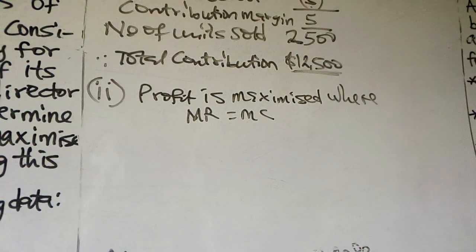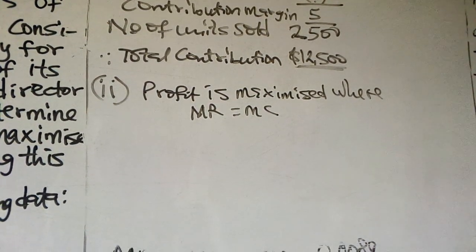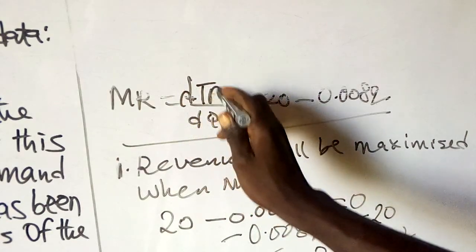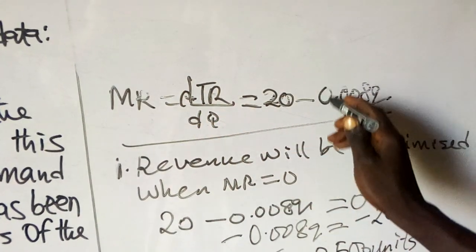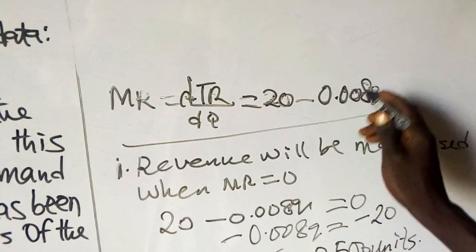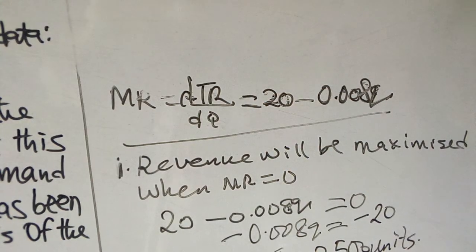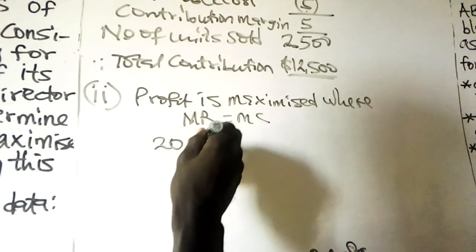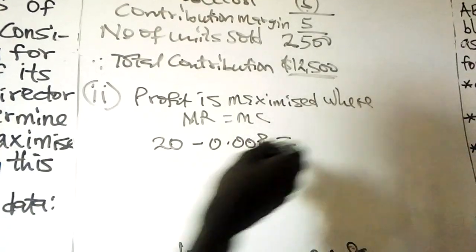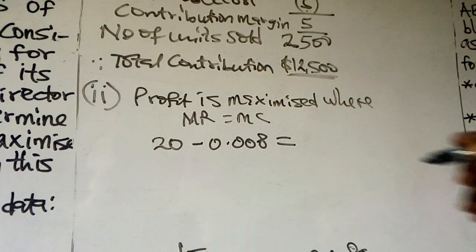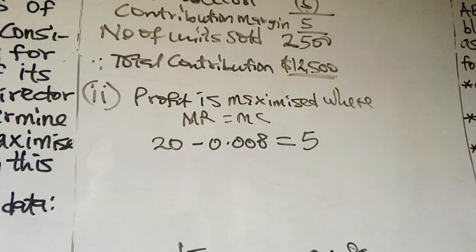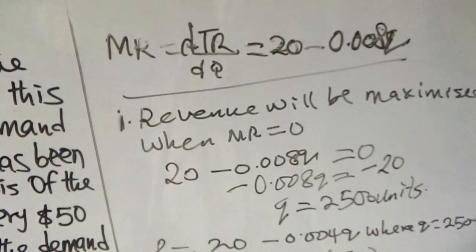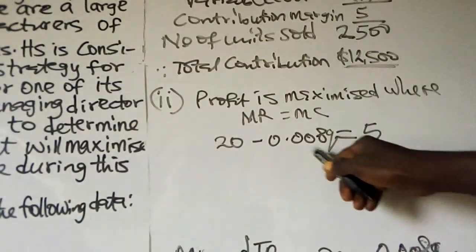The marginal revenue function, as calculated from the TR, is 20 minus 0.008 Q. Just equate your marginal revenue function to the marginal cost. So we have 20 minus 0.008 Q equals marginal cost, which is the variable cost per unit, given to be 5.